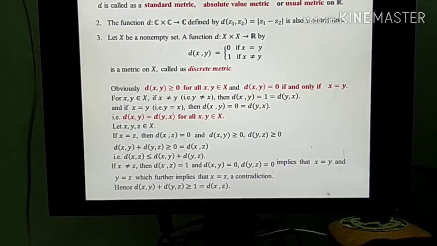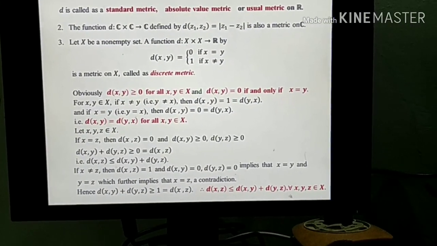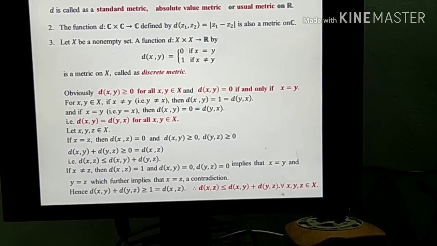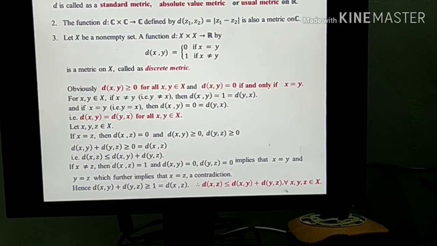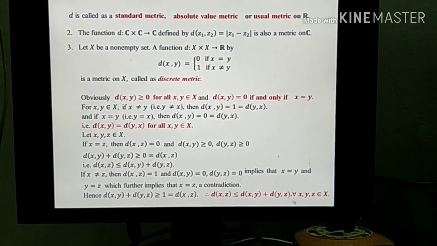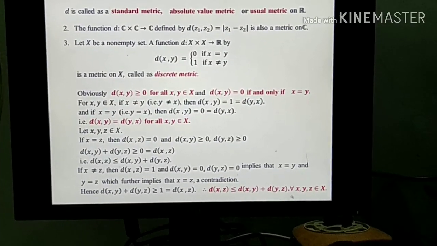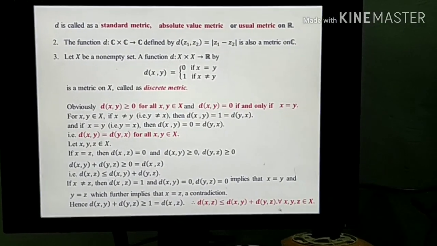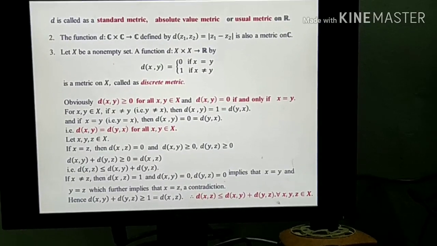Therefore, in this second case also we will get dxy plus dyz is greater than or equal to dxz, and hence dxz is less than or equal to dxy plus dyz for all x, y, z belongs to X. And hence this fourth property, that is triangle inequality, is also satisfied by D, and hence D is a metric on X. This discrete metric has so many beautiful properties. We will see later on in the next modules of metric spaces about this discrete metric.